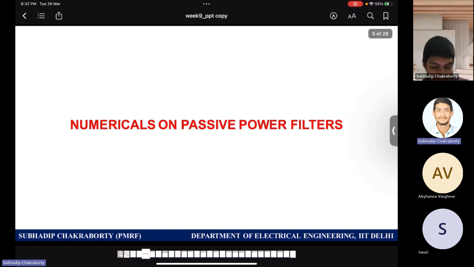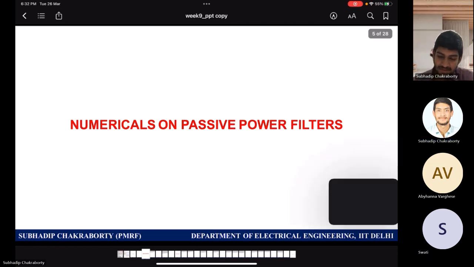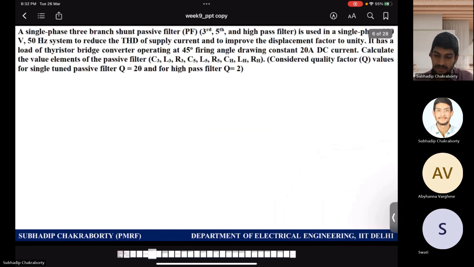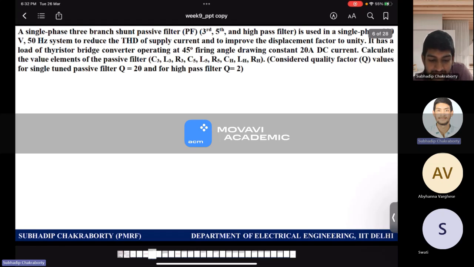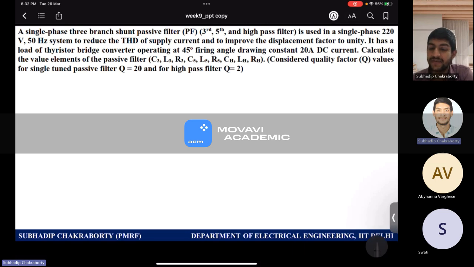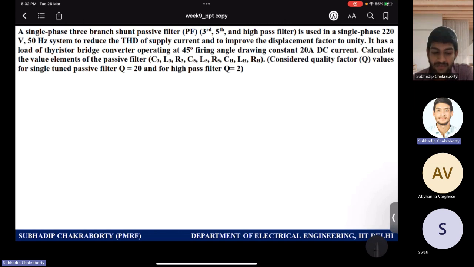If you guys don't have any doubt, I will directly move on to the numericals on passive power filters. So this is the first problem that we have: a single phase 3 branch shunt passive filter. The branch is designed to eliminate the third, fifth, and higher order harmonics. So we have one shunt per phase designed for that. Any doubts?